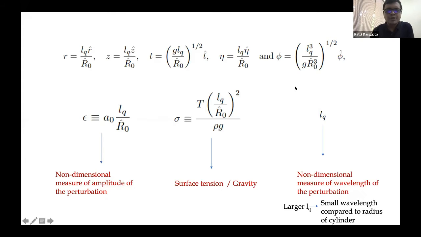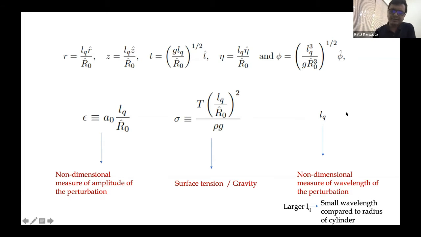The deep water approximation is really a matter of convenience here, and it helps in simplifying algebra at the nonlinear order. Once we have non-dimensionalized, it introduces these non-dimensional parameters in the problem. One of them is epsilon, which we have seen before. This is a non-dimensional measure of the amplitude of perturbation. We also have a parameter that we call sigma. It's like the inverse of the Bond number. It measures the relative strength of surface tension to gravity. And then, as I said earlier, there's this parameter Lq, which is a non-dimensional measure of the wavelength. By choosing Q to be sufficiently large, you can make the wavelength of the primary wave that we inject at time t equal to 0 small compared to the cylinder radius.